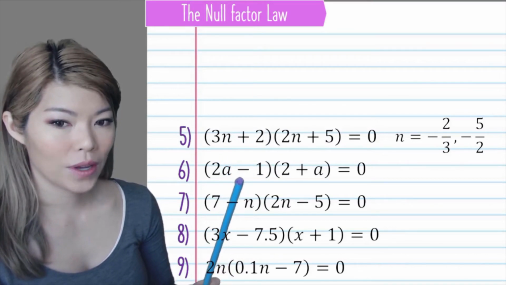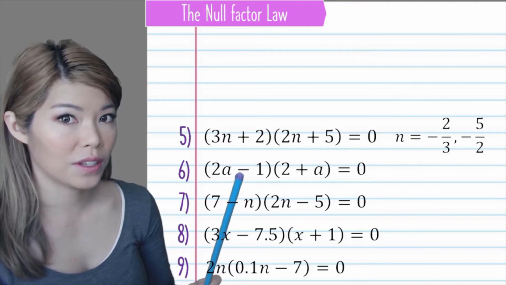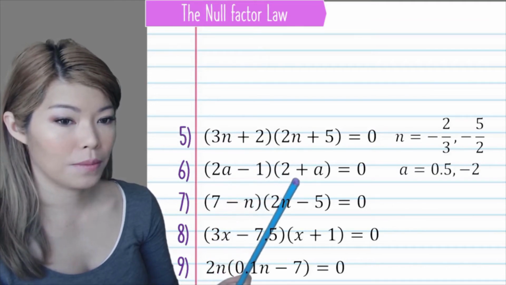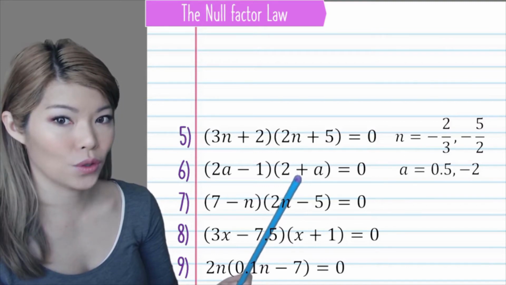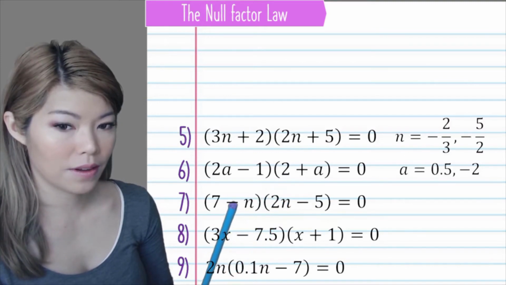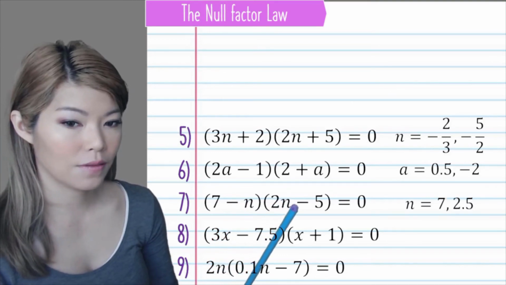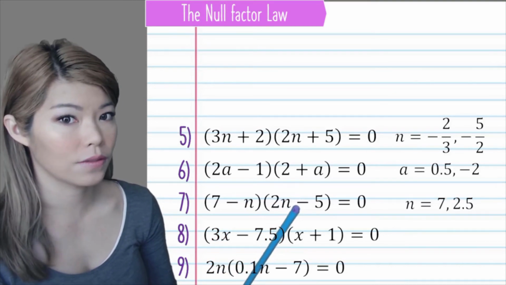For this one, we have a negative there. So when we move it to the other side, we're going to get a positive 1 over 2. That one's going to be negative 2. Here we have 7 minus n, so the answer for that one will be positive 7, and the answer for that one, again, it's going to be positive 2.5.